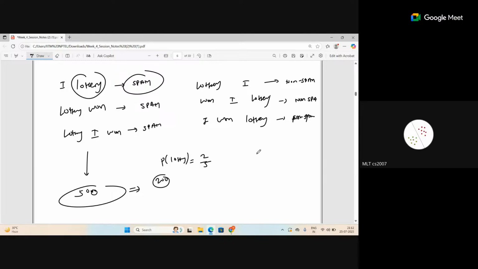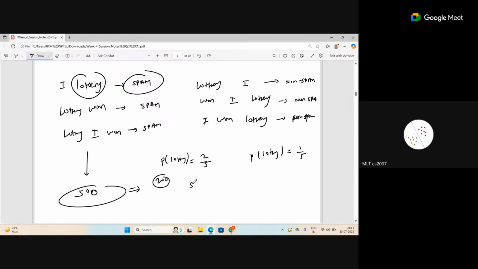And in the non-spam emails, that lottery word occurs only, let's say, 100 times. So what is the probability of lottery in the case of non-spam emails? 100 by 500, so it is 1 by 5.